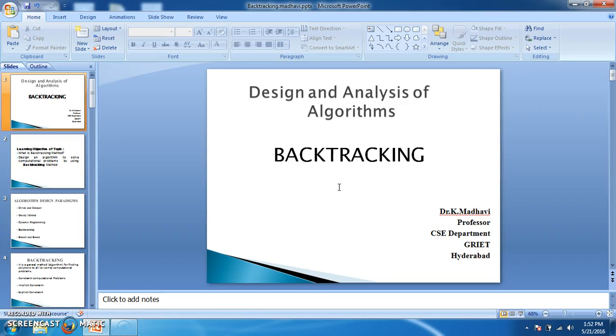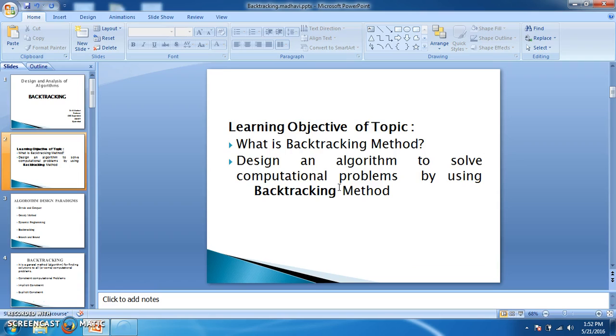So in this video we are going to explain backtracking, which is one of the paradigms of design and analysis of algorithms. The main learning objective of this topic is what the backtracking method is and how, using the backtracking method, computational problems, especially constrained computational problems, are solved.